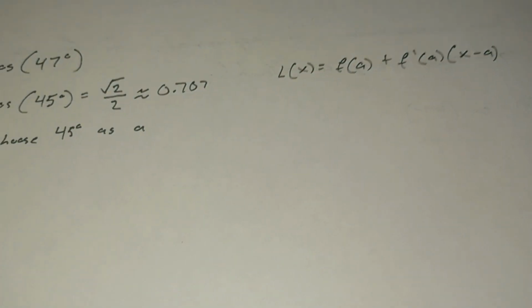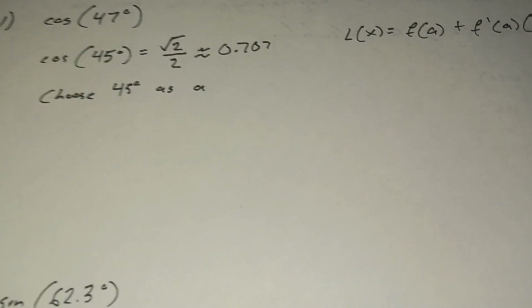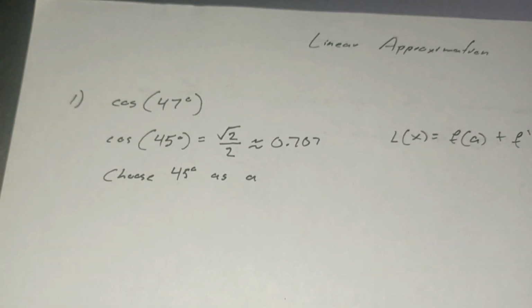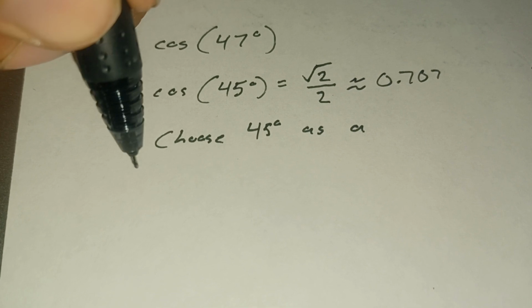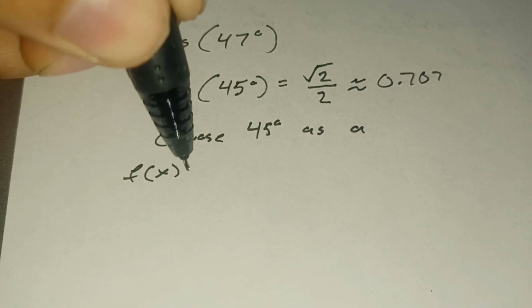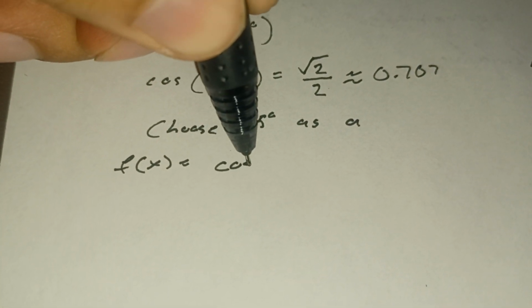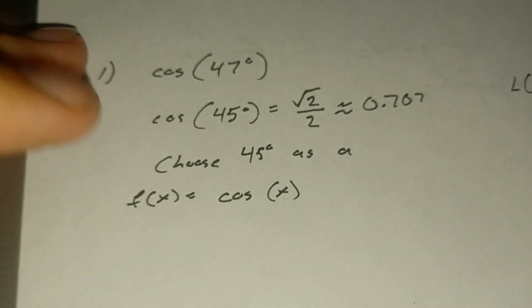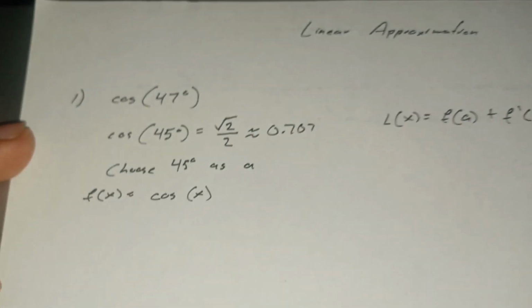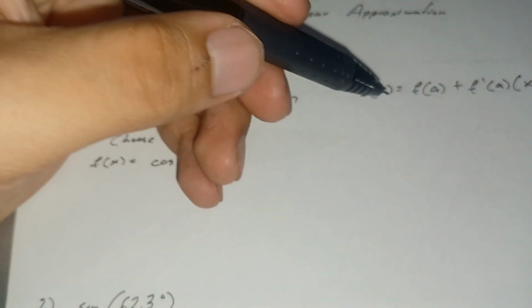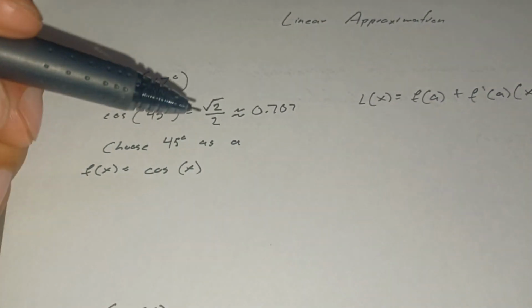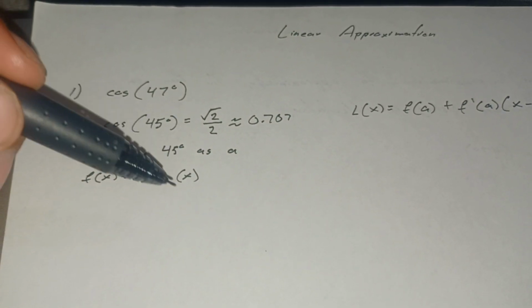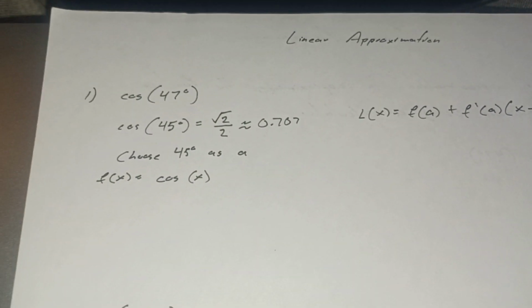It's already asking for f of a. So what did we choose our a to be? We chose 45 degrees to be our a, right? And when we plug in 45 degrees into our function, let's define our function. Our function f of x is going to be cosine of x, right? That's our function, and it's asking us to plug in a. So 45 degrees is a, and when we plug in 45 degrees into cosine of x, we're going to get the square root of 2 over 2, right?